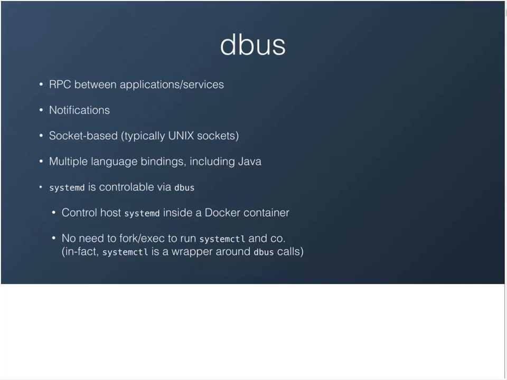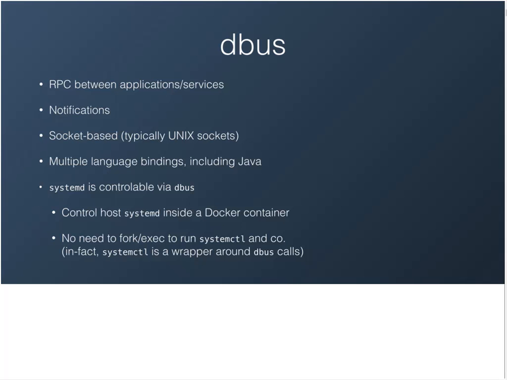and one cool thing is that it has multiple language bindings. So not only is there a C library, but there's a dbus library for Python, there's a dbus library for Java. So what we can basically do is control Systemd via dbus through Java, so you don't have to fork and exec systemctl or something like that. You can just call dbus directly.